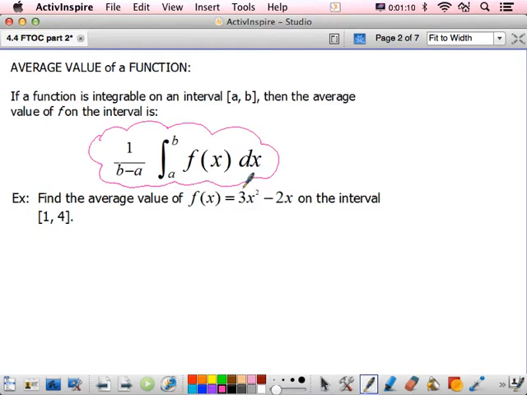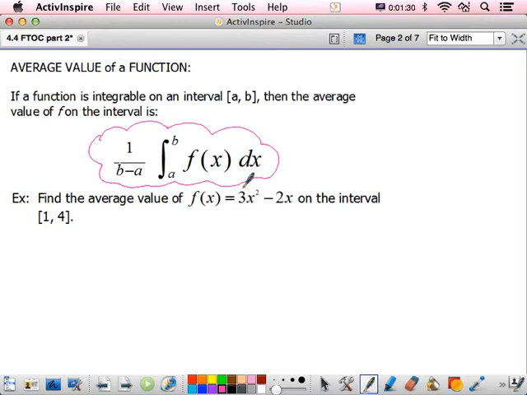So this is actually pretty good. It can calculate average speed, average profit, average price, average cost, average expense. It has a lot of applications to not only physics, more so to business than anything else. So that's a formula you need to know.